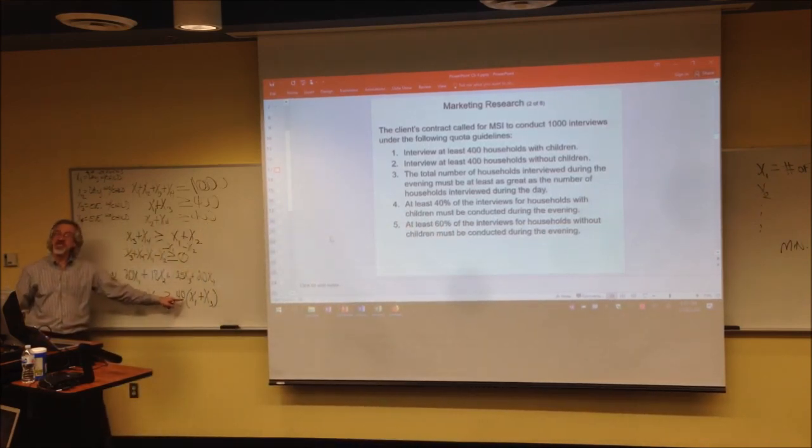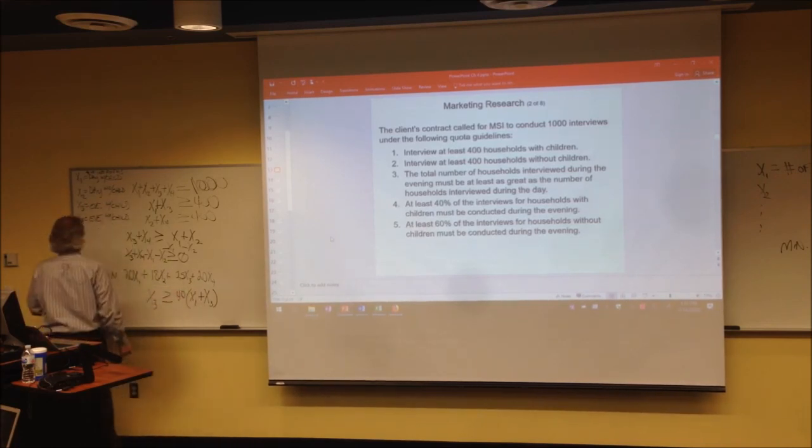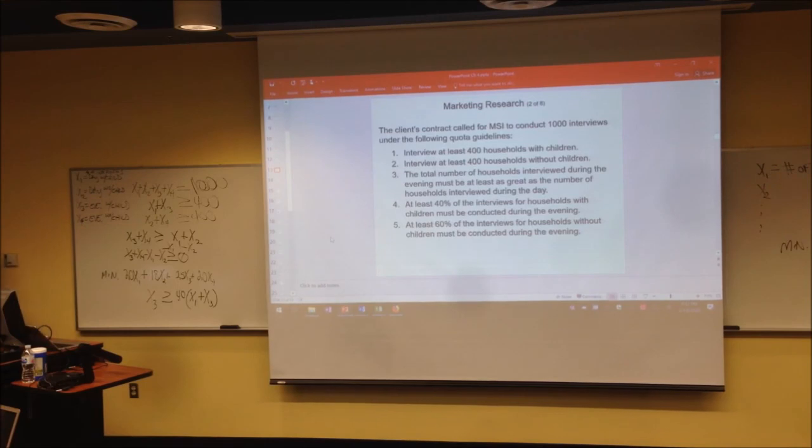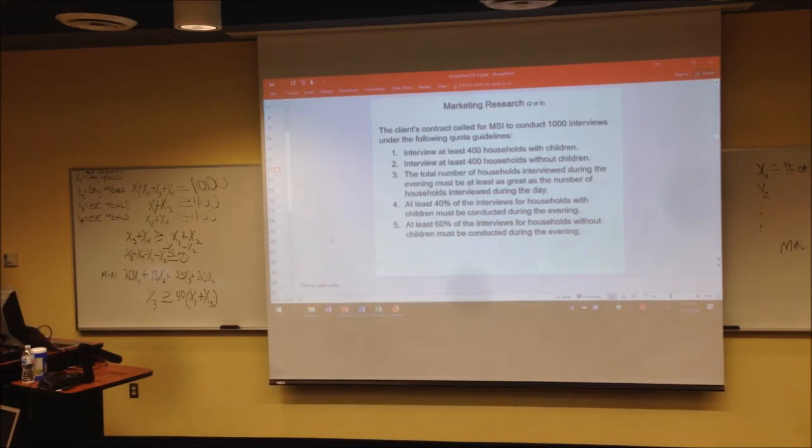I'm taking 40% times each one of the variables first. I'm trying to figure out where I can put this. It's going to be off camera here, so I'm going to say everything I'm doing. X3 greater than or equal to, I'm multiplying 40% times both of those, 0.4 X1 plus 0.4 X3. Now I'm using algebra to bring everything from the right to the left. So I'm subtracting 0.4 X1, and then I'm also going to subtract 0.4 X3.